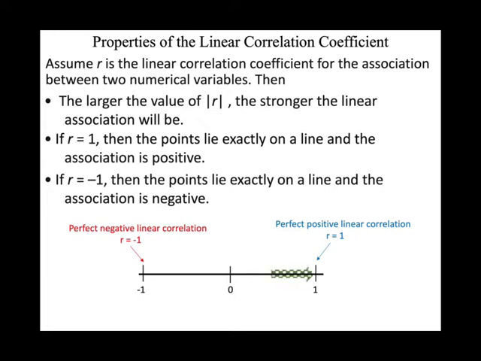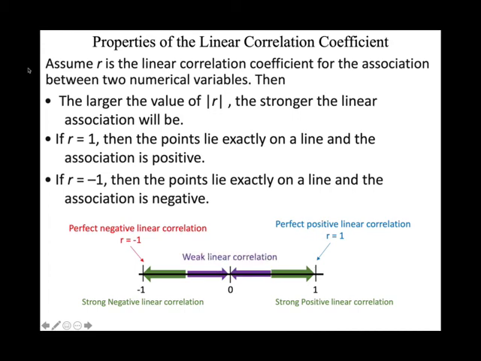And if your R is really close to +1, we're going to say there is a strong positive linear correlation. Or if you are close to -1, we're going to say there is a strong negative linear correlation. But if your R is really close to 0, we will say there is a weak linear correlation.